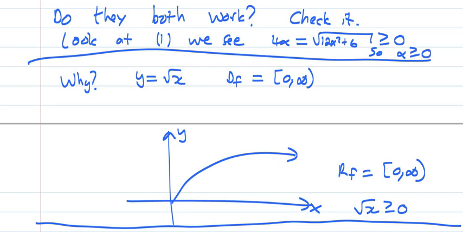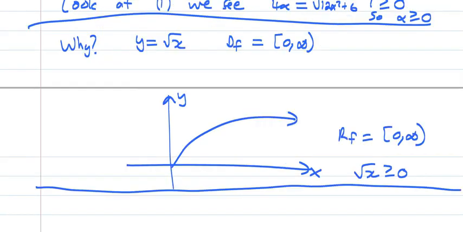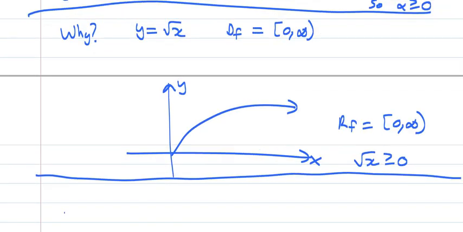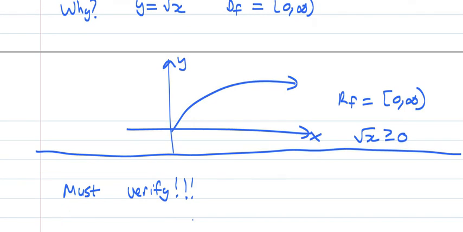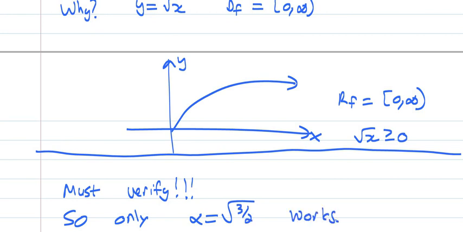So when we square, we produce a phony solution. All right? But from the original equation, alpha is not allowed to be negative. So be careful that sometimes when you square equations, you create extra phony solutions. So must verify. So the lesson from this example is must verify. And this is why I'm doing this example. And so only alpha is equal to the square root of 3 over 2 works. And that, ladies and gentlemen, is the answer to this question.